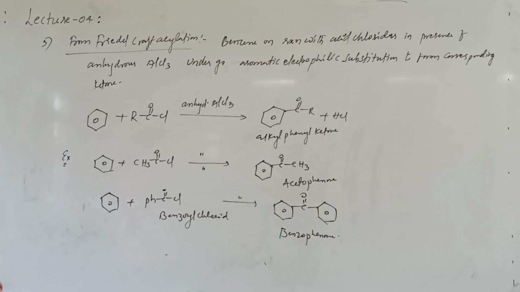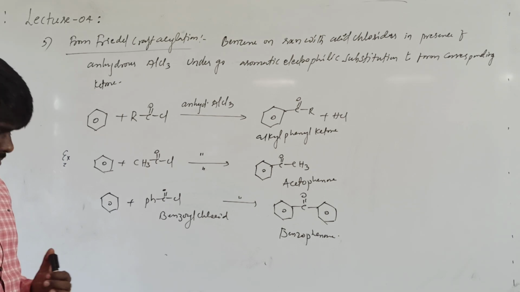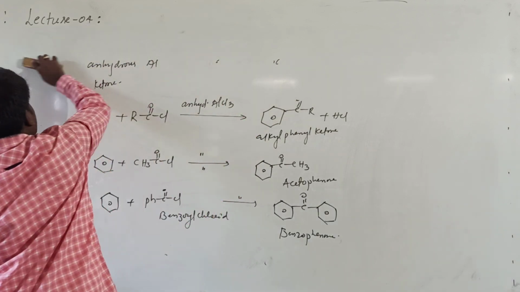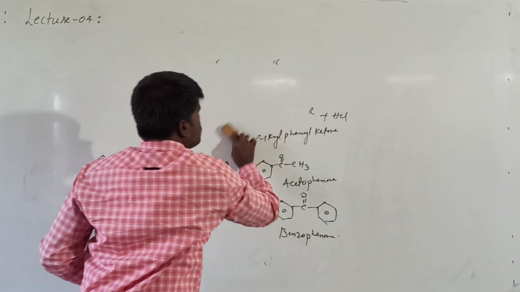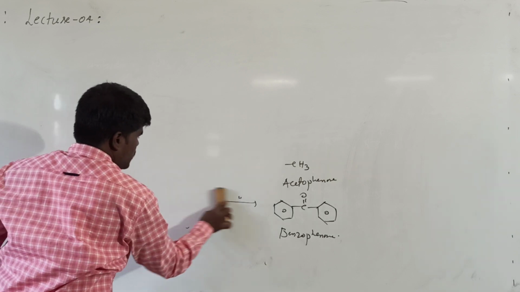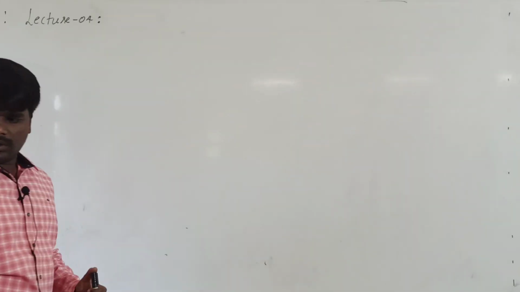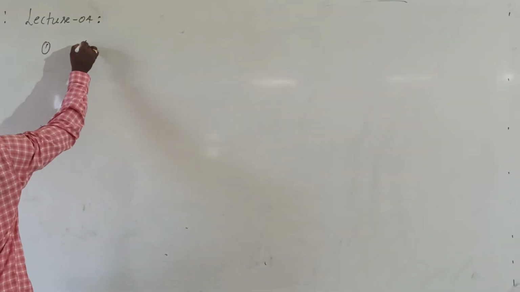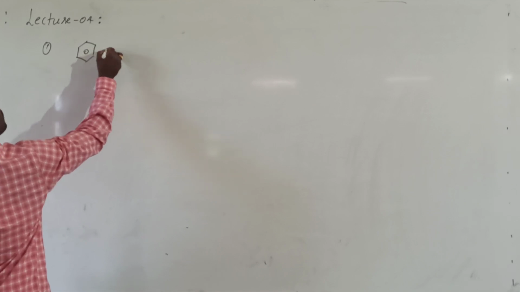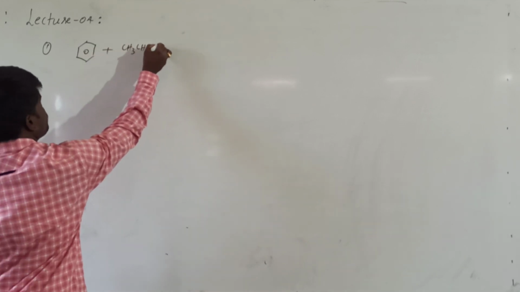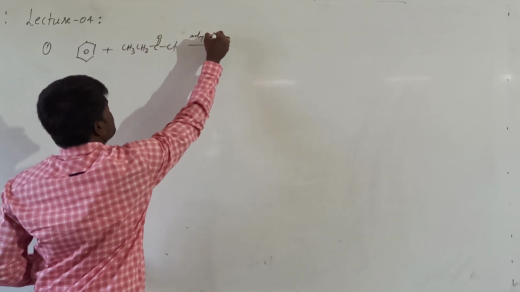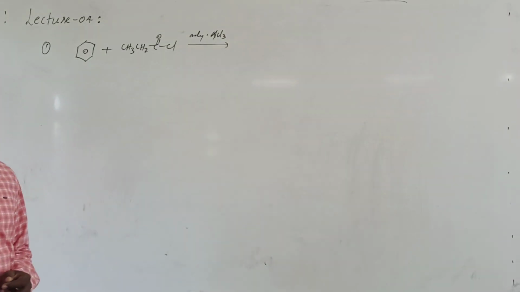We will solve some unsolved in-text questions, and with that, we will conclude today's class. There are some unsolved in-text questions given. We will see that. The first one is benzene on reaction with CH3CH2C=OCl, propionyl chloride, in presence of anhydrous aluminum chloride. What will be the product he is asking.